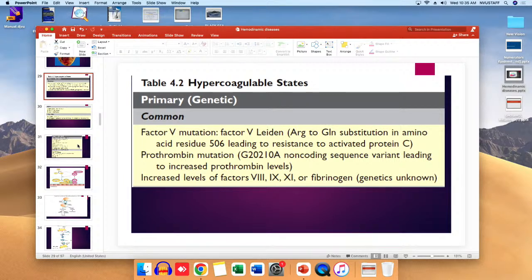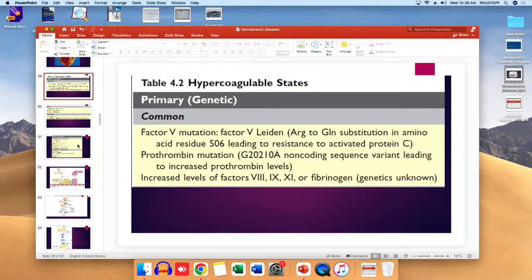It means that if we have a mutation on factor 5 and it can no more adhere to protein S and protein C, then we always have active factor 5 ready for coagulation. Factor 5 and factor 7 are on the extrinsic pathway of coagulation. Again, factor 5 Leiden mutation is a genetic disorder in which factor 5 is resistant to blockage by protein S and C, which are anticoagulation factors produced by vitamin K action.